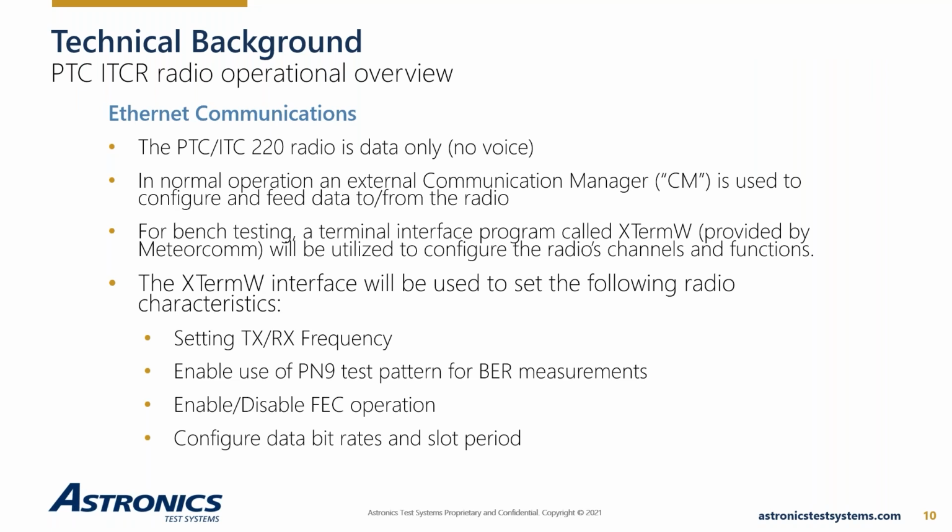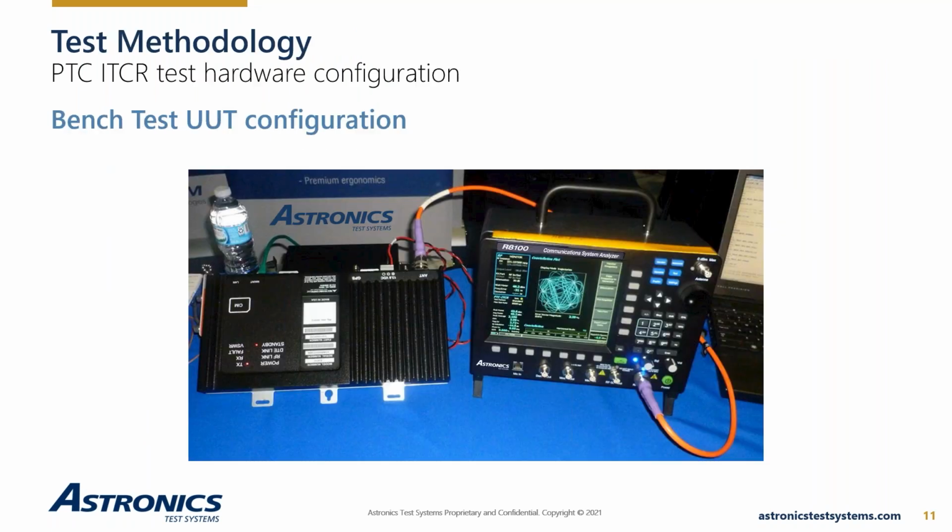And then it has some very nice features of being able to create macros of specific sequences of commands. So you can just select the macro and it'll set that whole set of commands in so that you can run the particular tests. In this demonstration, we'll be showing that's how we're going to be operating the radio, and then using the test equipment to make the measurements on the RF. Basically, the XTerm-W lets you set the transmit and receive frequencies. It'll enable the use of a PN9 test pattern, which is a modification of ODOT 153 for bit error rate measurements. It allows you to see the forward error correction operation, and then configure the data bits and the slot periods. All right, let's go on.